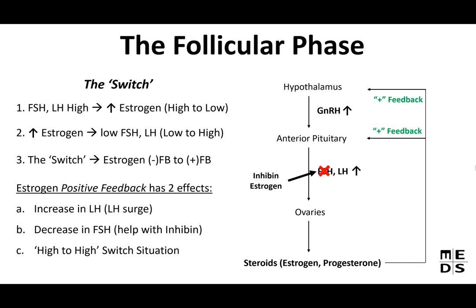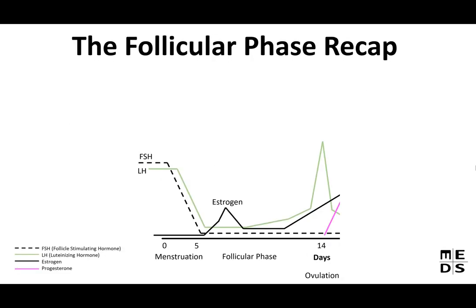So the whole point is, at some point, estrogen goes from negative feedback and for some reason switches to a positive feedback, and it only increases LH, but actually inhibits FSH. So that's the whole point. That's the take-home message. So again, what we just went through is going to be shown in graphical terms here. Initially, FSH and LH were high. It's going to start increasing estrogen.